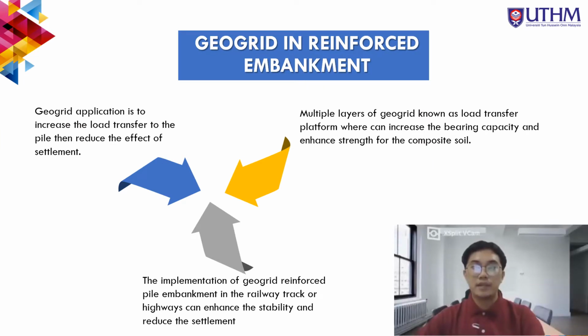Geogrid in the pipe embankment can be in the form of a single or multiple layer and will be placed and installed above the pile. The application of the geogrid is to increase the load transfer to the pile and also reduce the effect of settlement. The multiple layer of the geogrid is often referred to as the load transfer platform, which can increase the bearing capacity and also enhance the strength of the composite soil. Moreover, the implementation of the geogrid reinforced pipe embankment in the railway track can enhance the stability and also reduce the settlement.